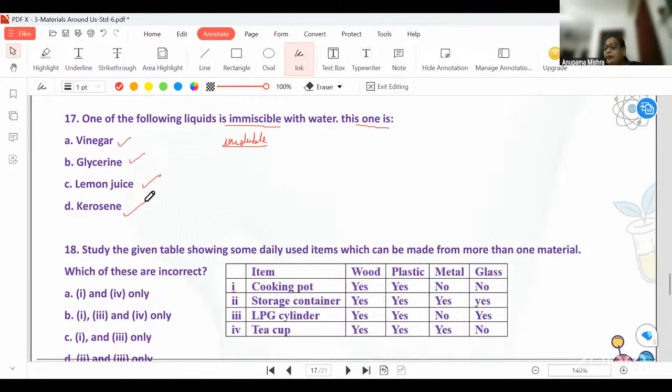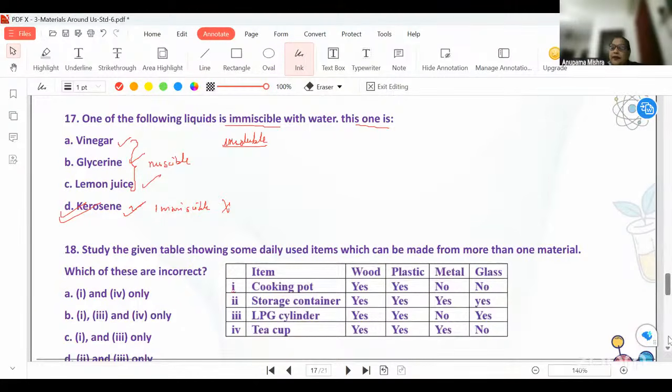Glycerin is miscible. Vinegar is miscible. These three are generally miscible. And kerosene is the immiscible one. Immiscible means it does not mix with water. So this answer is the kerosene. 17 is the D. Correct answer. Now 18.